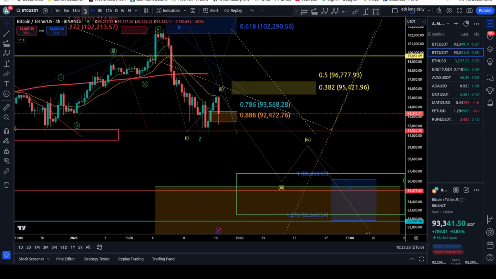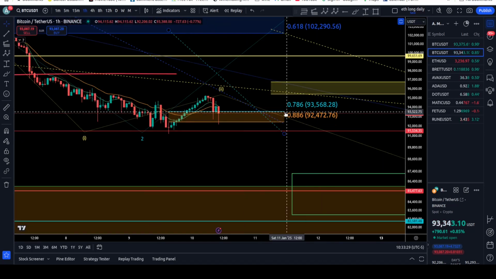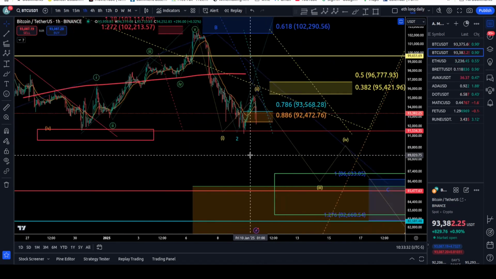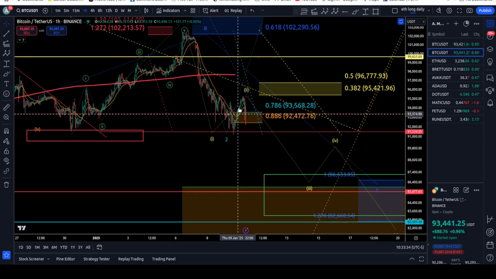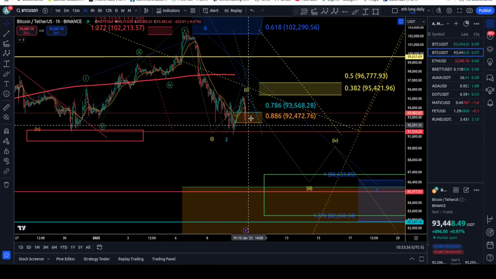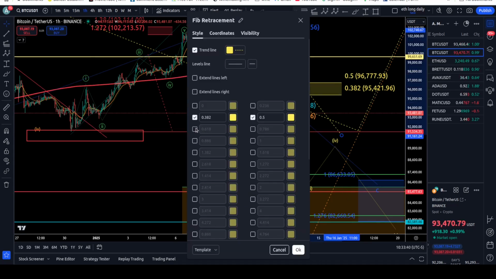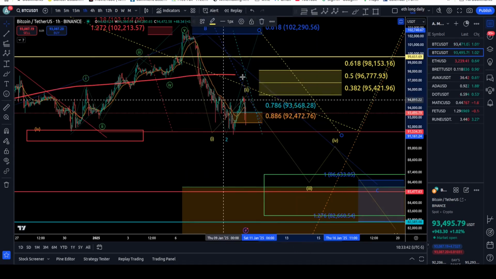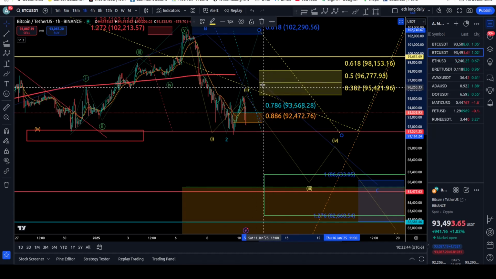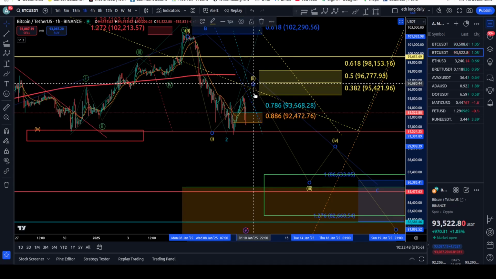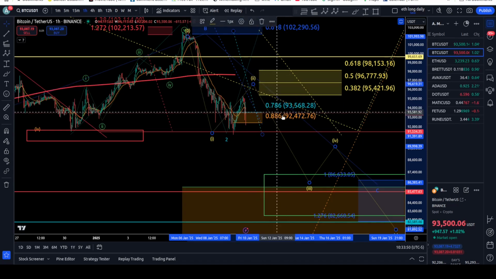And perhaps if I go on the 1 hour, maybe this is just the A, this is the B, and now we're going to do the C and go a little bit higher. I feel adding the 0.618, it looks more right to me. At least the 0.5, we should be reaching at least the 0.5. Let's see how it goes.